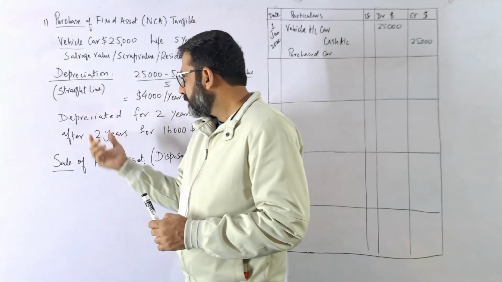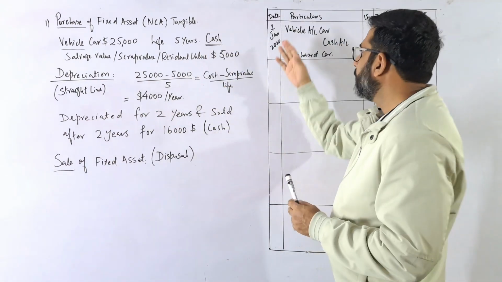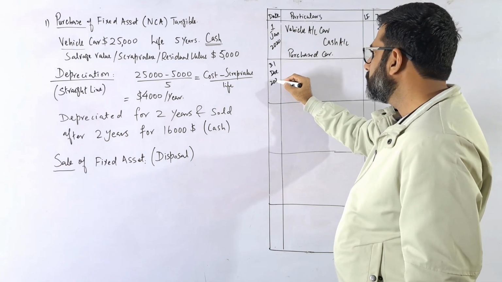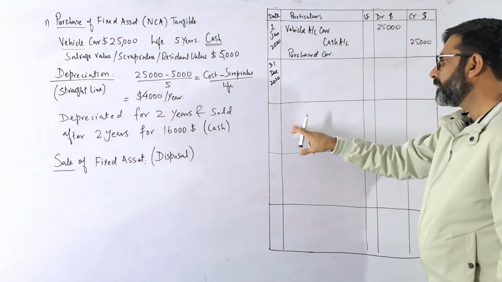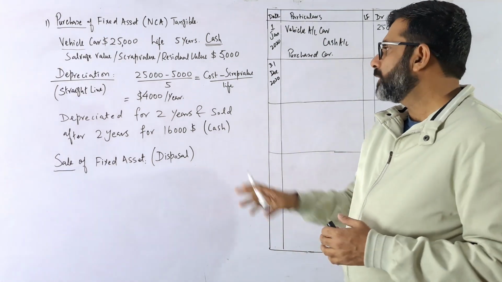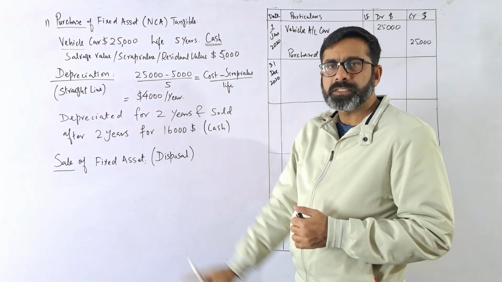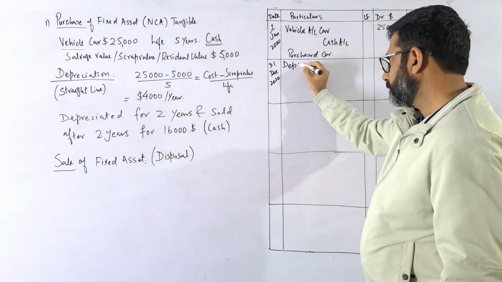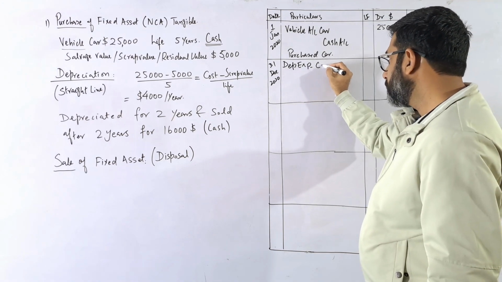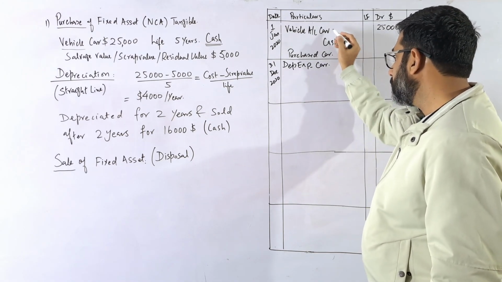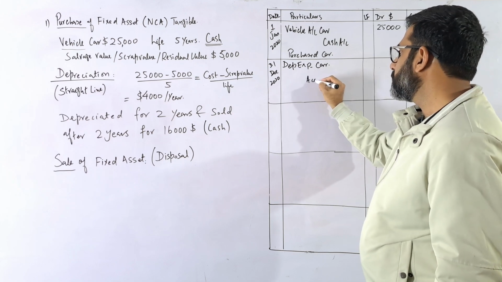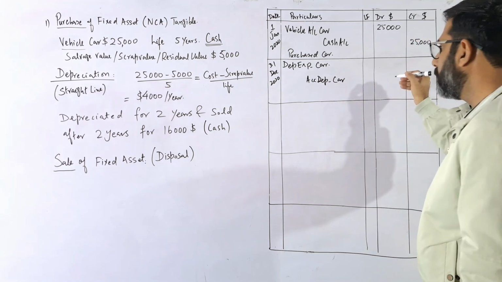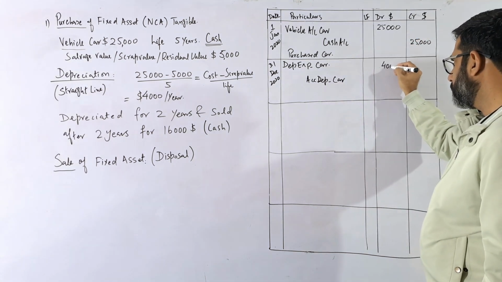Now in that case we will depreciate it, and again on 31st December 2020 it will be depreciated for 1 whole year. So the depreciation amount we know, that is 4,000. So the depreciation expense will be debited, and then accumulated depreciation for the car will be credited with how much? That will be 4,000.